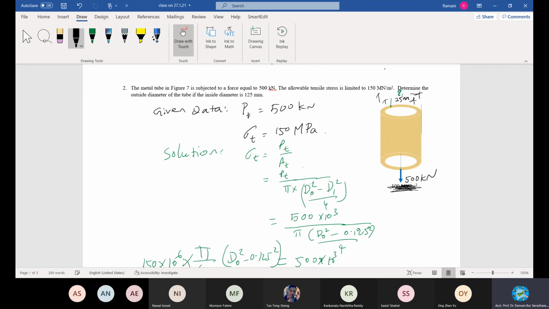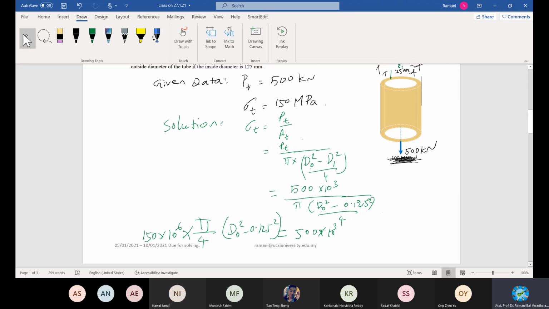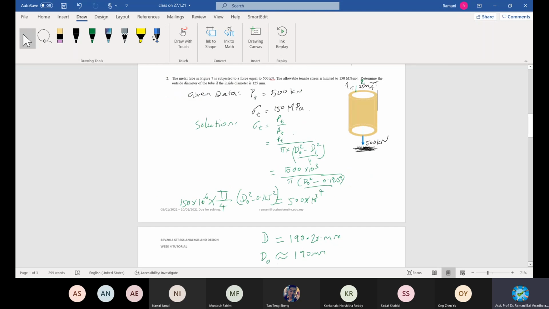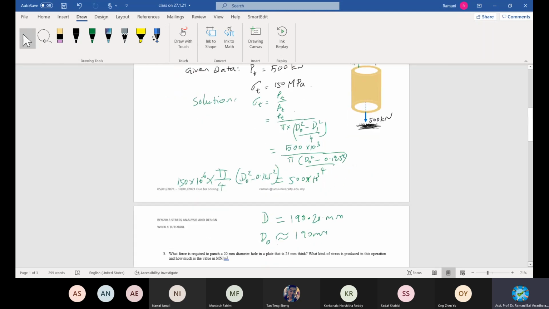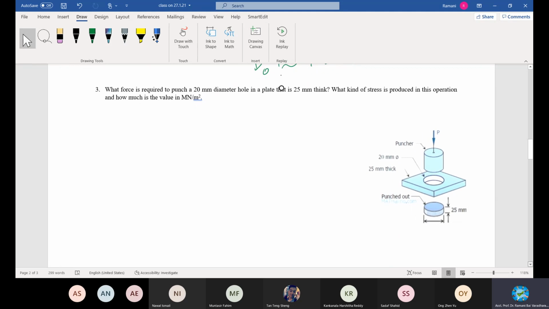Okay. So it's a direct one, no need to worry much. Just work back from the answer given to you, which is your stress. You know the formula for stress. From there, you rearrange and get your answer for the outer diameter. Then moving on to this question. This is a very interesting and important one. Third type of loading you need to understand.